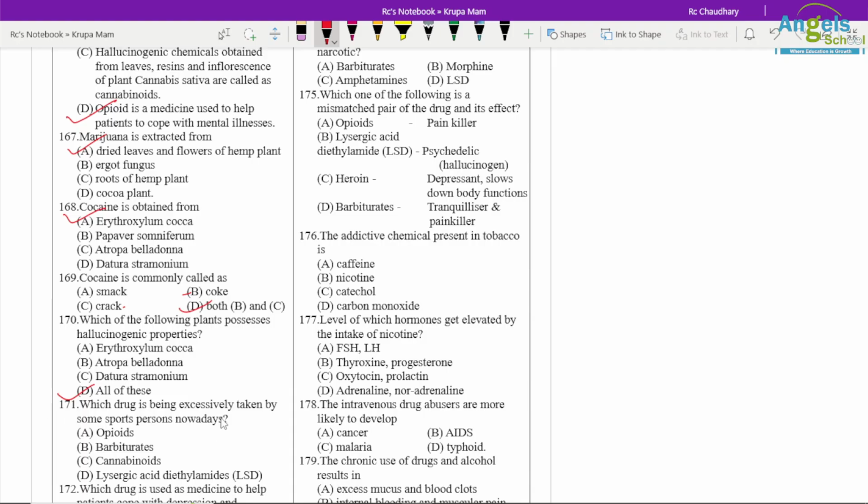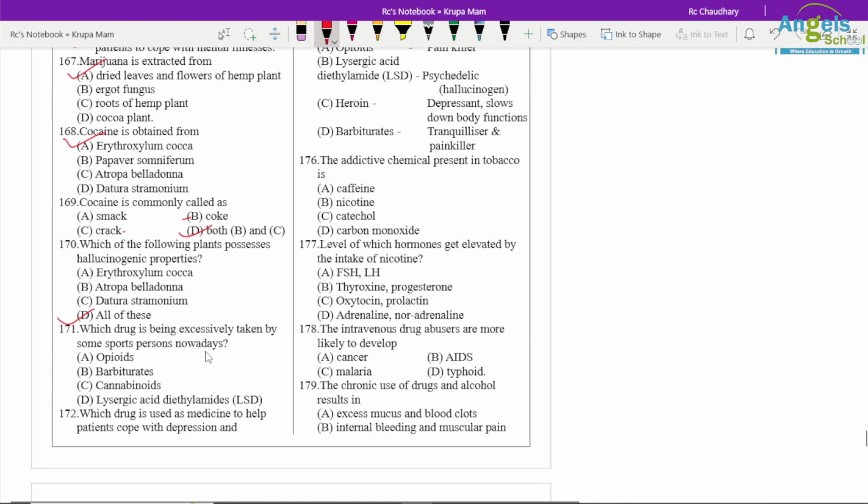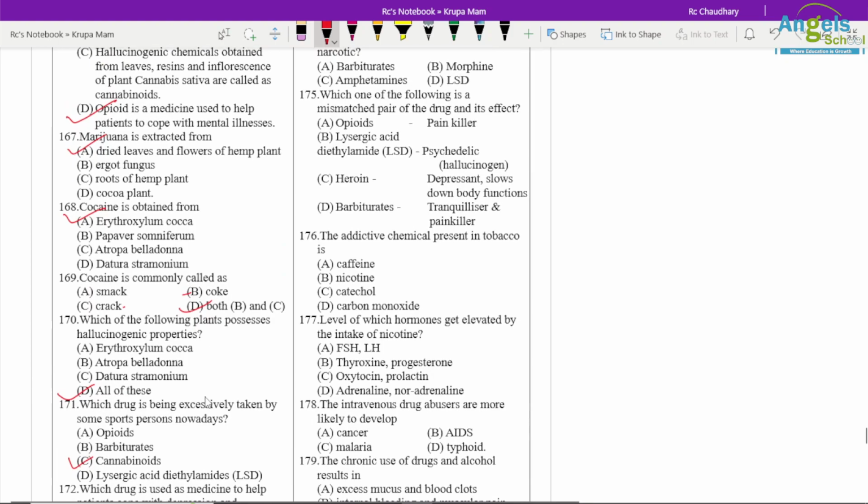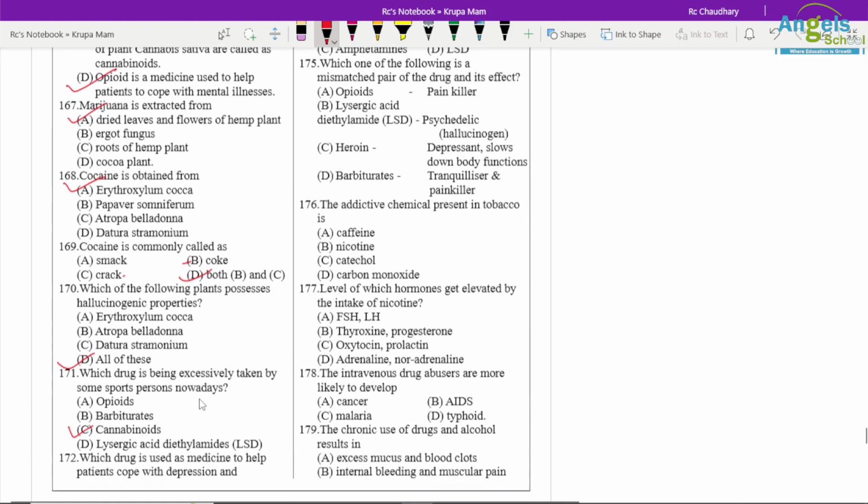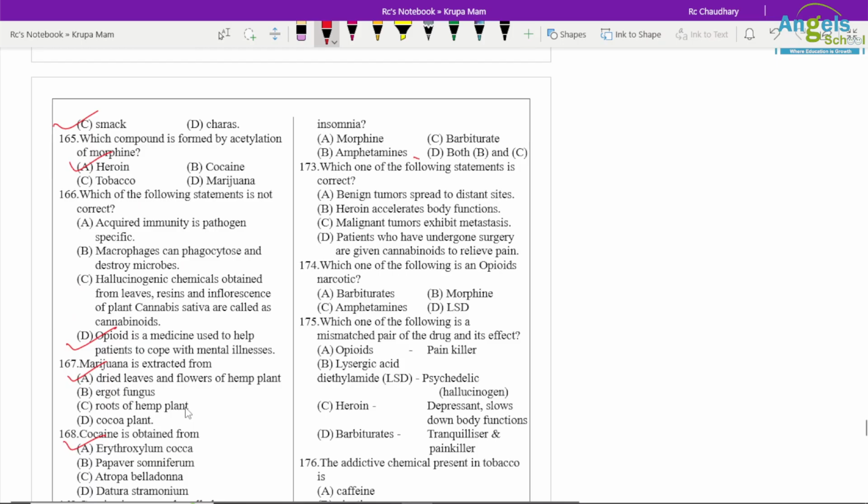Which drug is exclusively taken by some sportspersons? It is again cannabinoids. Which drug is used as a medicine to help patients with depression and insomnia? Barbiturates and amphetamines are the correct options. Option D is correct. Which of the following statements is correct? Malignant tumor does not spread. Heroin accelerates body function, it decreases, that is again wrong. Malignant tumors exhibit metastasis, this is the right option.